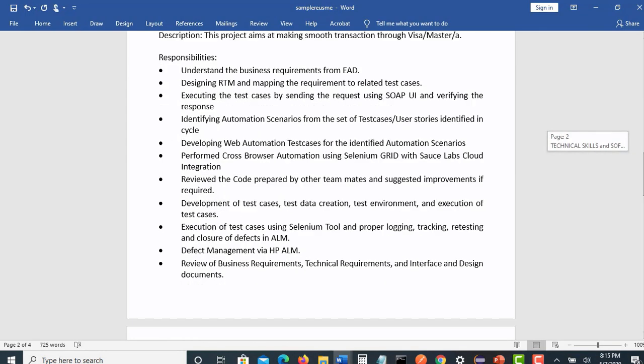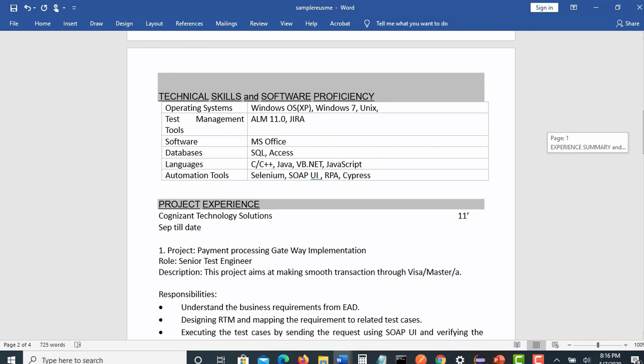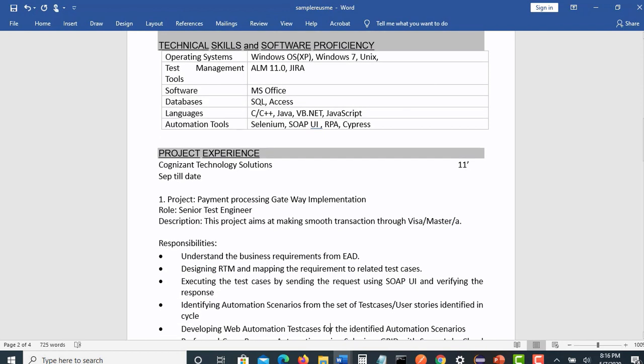Okay, if you write somewhere in the last project where you worked five or six years ago, no one will go to that extent and read all the responsibilities. They hardly read the first two projects you mention here. So based upon the requirement you are applying for, make sure those things are there in your first two projects.